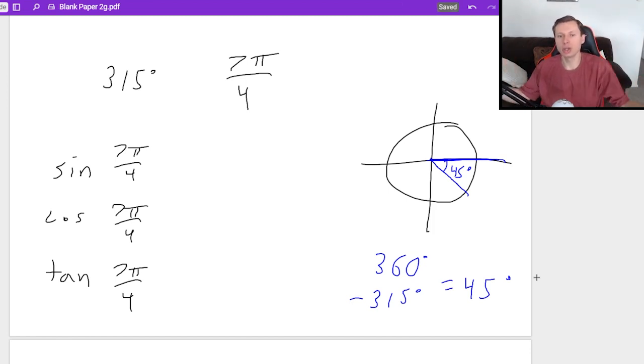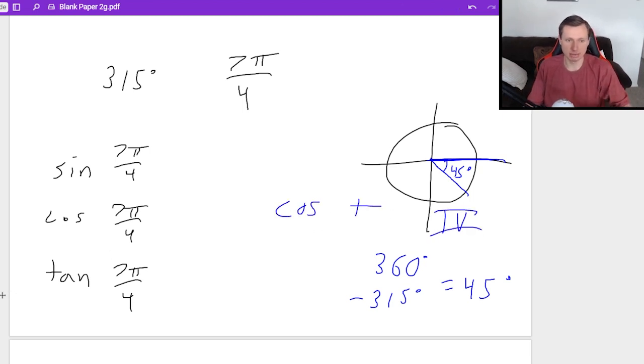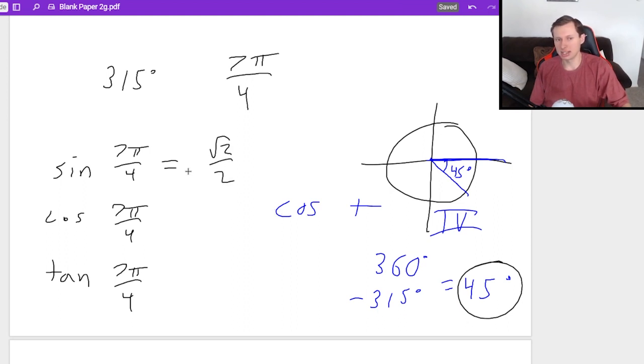So I know my reference angle is 45 degrees. That means I'm going to treat it like a 45 degree angle. And I know it's in quadrant 4, so I know only cosine is positive, everything else is going to be negative. So the cool thing is I get to treat it like a 45 degree angle. I know the sine of 45 is root 2 over 2, and since only cosine is positive, I know it's negative. Cosine will also be root 2 over 2, except it's positive because cosine's positive. And then tangent is going to be 1, but negative because of the fact that it's in quadrant 4.